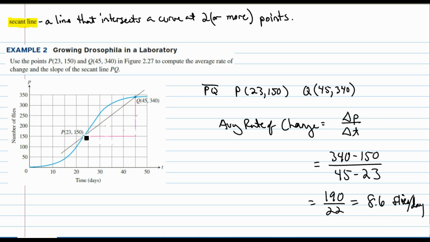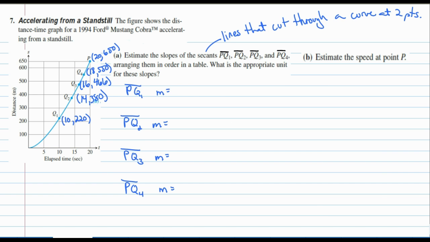Although the flies are not changing at 8.6 every day, they're changing more sometimes and less other times. If you changed by 8.6 flies every day, you would get from point P to point Q. It's an average. Now try problem number 7, accelerating from a standstill.